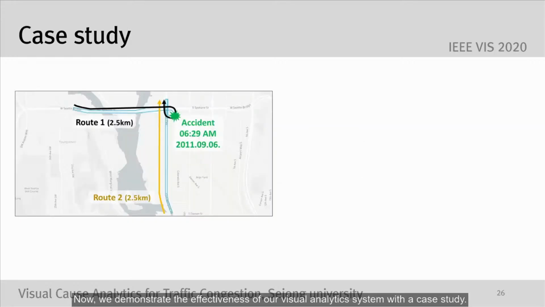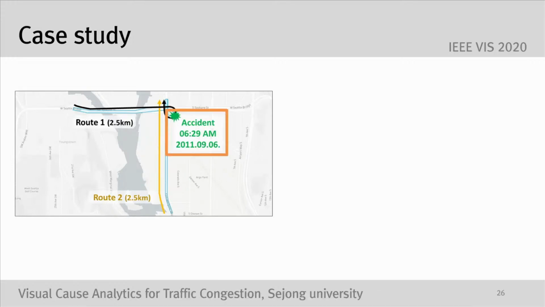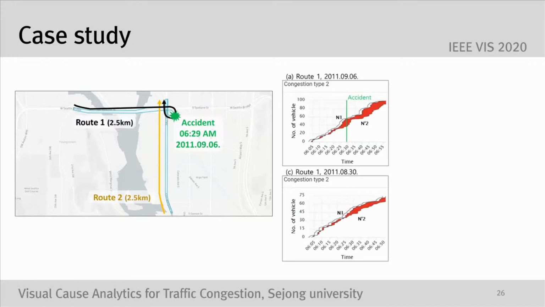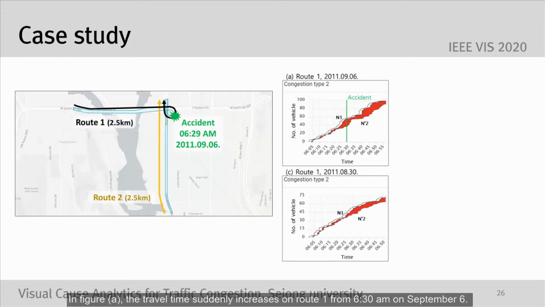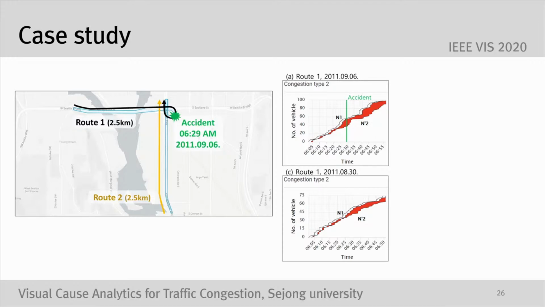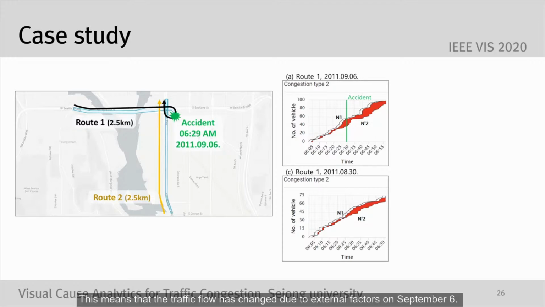Now, we'll demonstrate the effectiveness of our visual analytics system with a case study. Here, the traffic accident affected the vehicle flow changes on the roads. Route 1 is merged to Route 2 at the intersection. In Figure A, the travel time suddenly increased on Route 1 from 6:30 AM on September 6. However, on August 30 in Figure C, there's no similar phenomenon found. This means that the traffic flow has changed due to external factors on September 6.